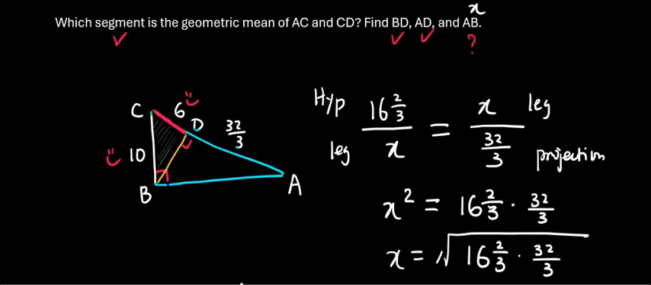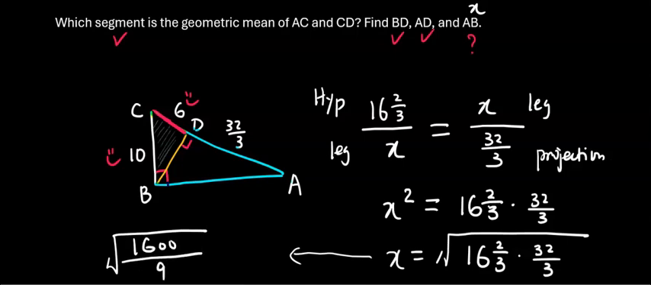And I have under the square root, I'm going to put it down here, because I ran out of space. Under the square root, I have 1600 over 9. Remember what we said earlier? If you don't convert to decimal, sometimes you might have a whole number. That's what happened to us.